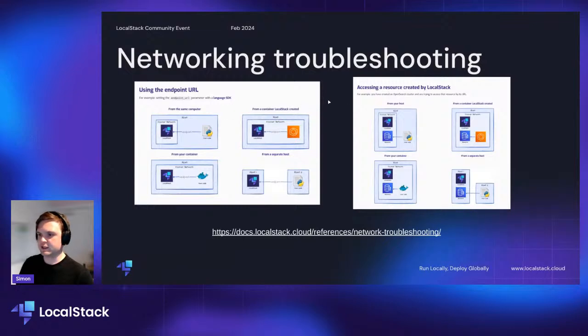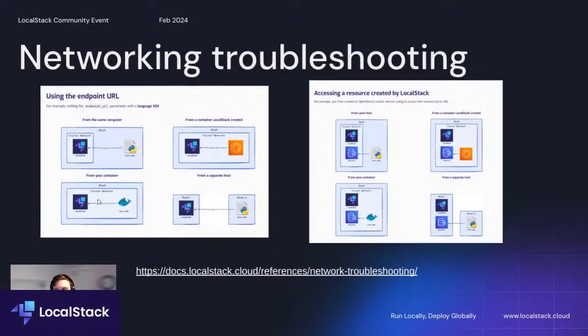So let's go through the process of trying to troubleshoot this networking problem. We're not using a resource created by localstack. We're trying to interact with localstack directly. And we're using a language SDK. So we'll go to this panel on the left. And we're accessing it from our container. I'll talk about some of these other situations later on, but at the moment we're focusing on from our container. We would click on this. I happen to know what the guide tells us.